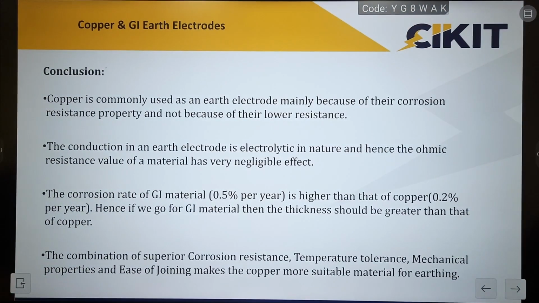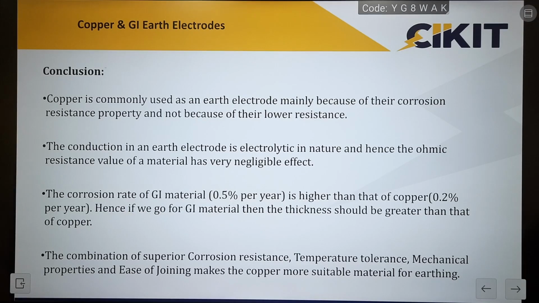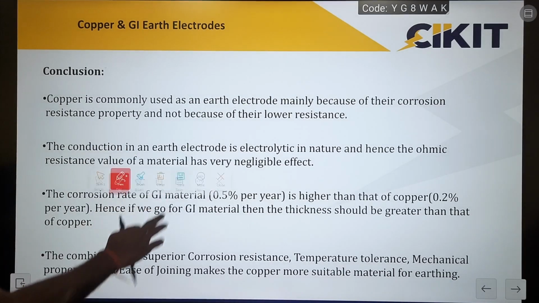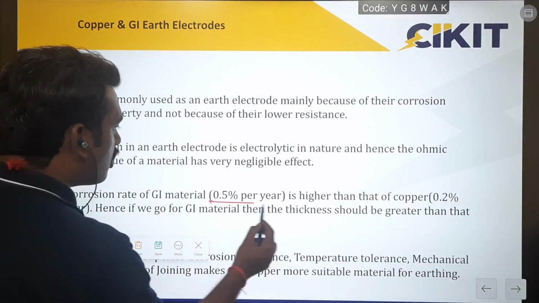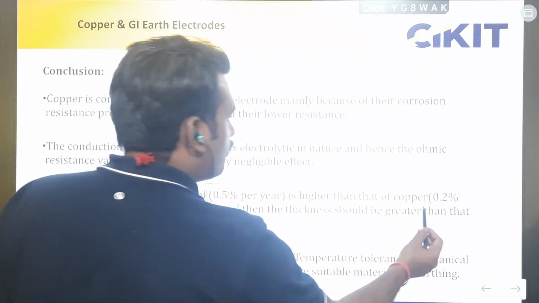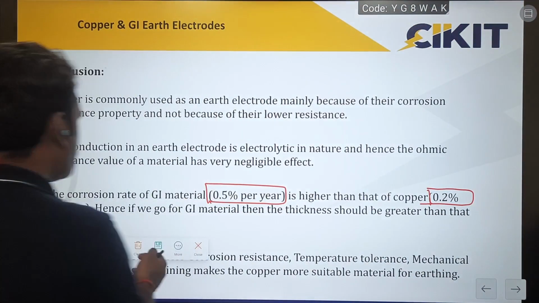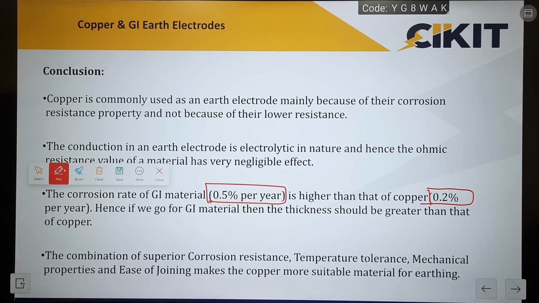We are using copper as an earthing material mainly because of its corrosion resistance property. Copper has excellent corrosion resistance compared to Ge. Because of its superior corrosion resistance, we prefer copper as the earthing electrode. The corrosion rate of Ge is around 0.5% per year, whereas for copper it is around 0.2% per year. So because of its superior corrosion resistance and good conduction, we use copper as earth electrodes.